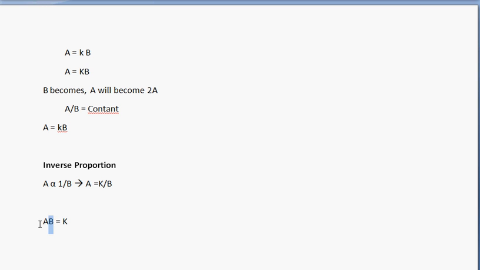Now if b is doubled, a should become half. If b is halved, a should become double. So as b increases, a decreases. So this is called an inverse relationship, right?